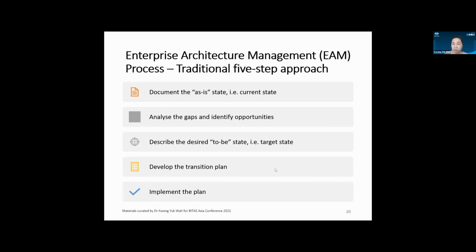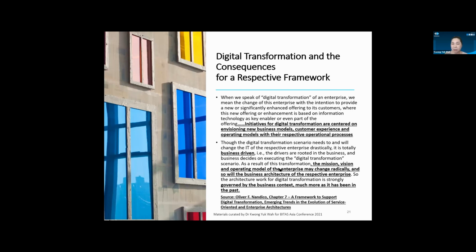Now, this approach is necessary for certain organizations, but if we are talking about digital transformation, most of the time the business user has no patience to go through this traditional approach, right? They actually want to spend time with us to talk about the new business model, the customer experience, right? And they even want to look into the business processes, right? Everything will be more business driven, right? And everything is governed by the business context, right?